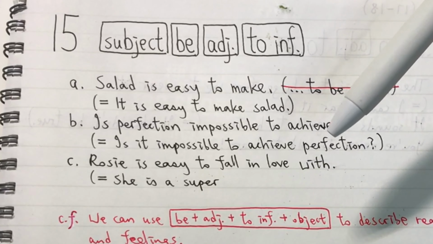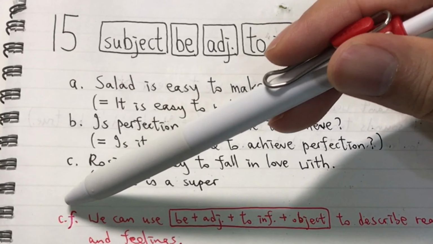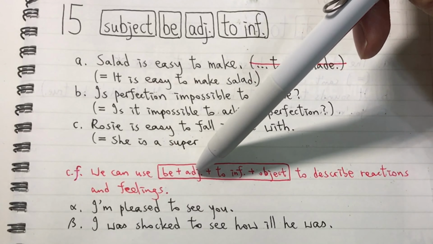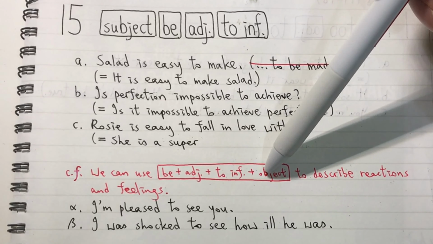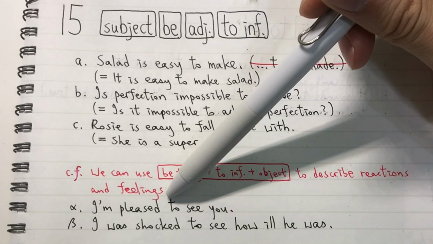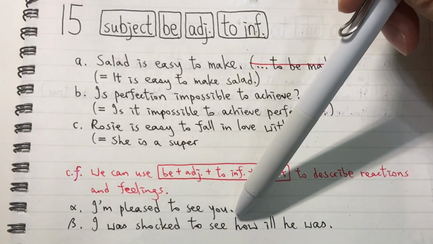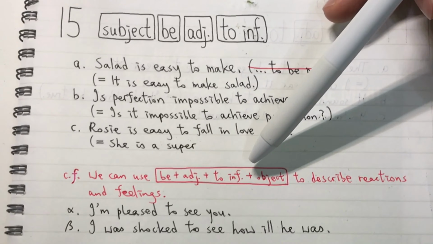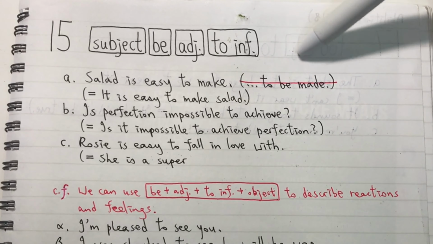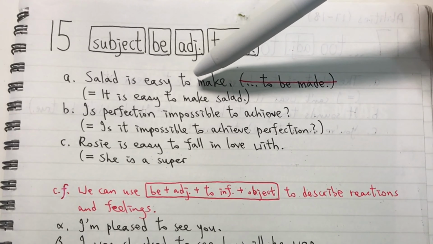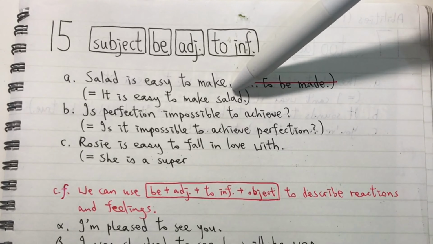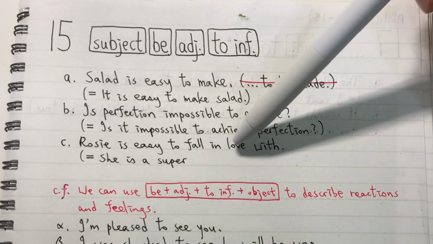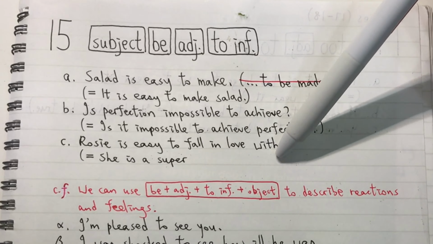And now I want you to look at CF. That means compare. Compare item 15 with this one. We can use be adjective to infinitive plus object to describe reactions and feelings. For example, I'm pleased to see you. I'm pleased to see you. Here you have the object. Here you don't have the object. You can see salad is too easy to make, full stop. To make, full stop, no object. Impossible to achieve, question mark, no object. Fall in love with, a phrase, full stop, no object.